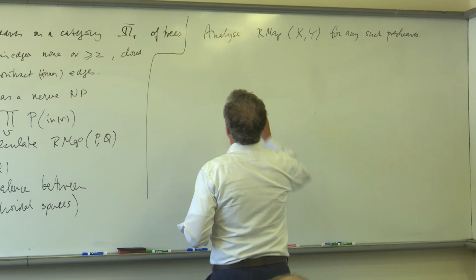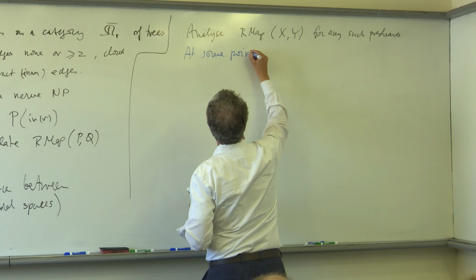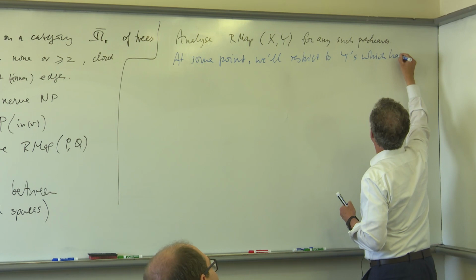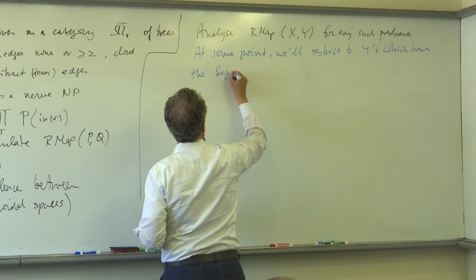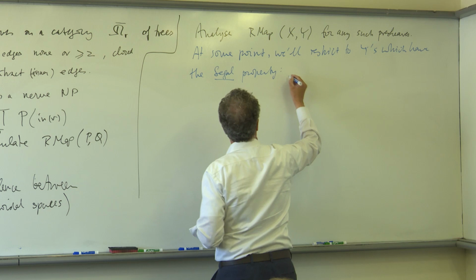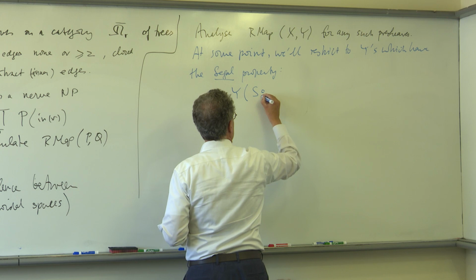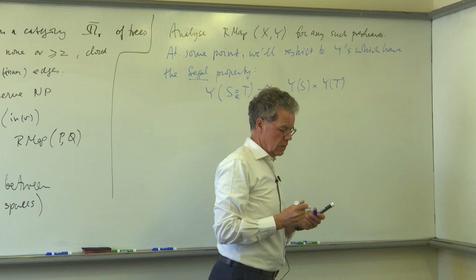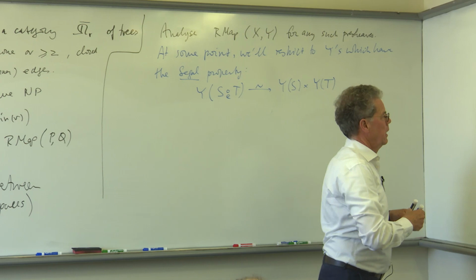At some point, we'll restrict to Y's which have the so-called Segal property. And the Segal property is the following. If you evaluate Y on the grafting, you get something which is at least weakly homotopy equivalent to the product. Okay? And you can see very clearly how it works here.